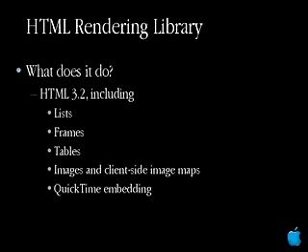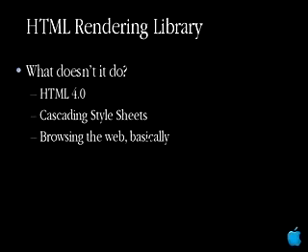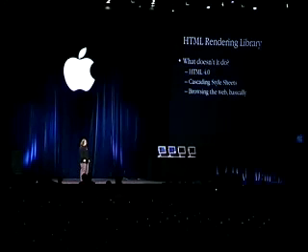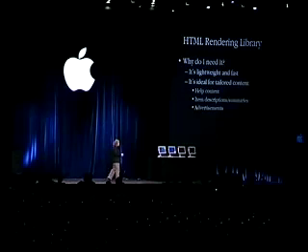Yeah, well, give me the details. Well, so it does HTML 3.2, which includes lists, frames, tables, images and client-side image maps, and QuickTime embedding of any QuickTime content that you can throw at us. What doesn't it do? Now this is a little controversial for some of you in the audience. It doesn't do HTML 4.0. It doesn't do cascading style sheets. And basically it's not real good for browsing the web. Use Internet Explorer for that or another browser of your choice.